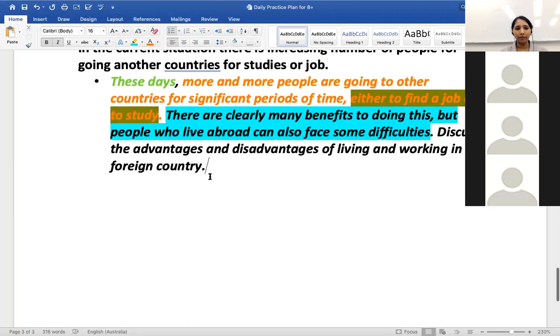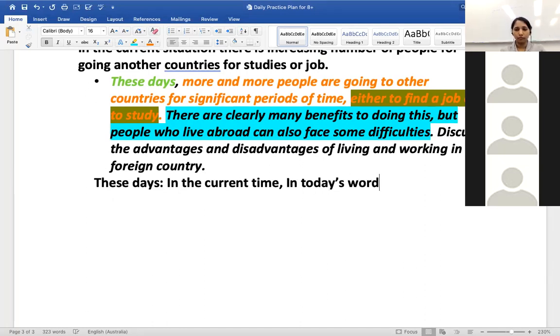So how do we paraphrase it? What can you use for these days? In the current time, in today's world, most common one is nowadays. In today's times.